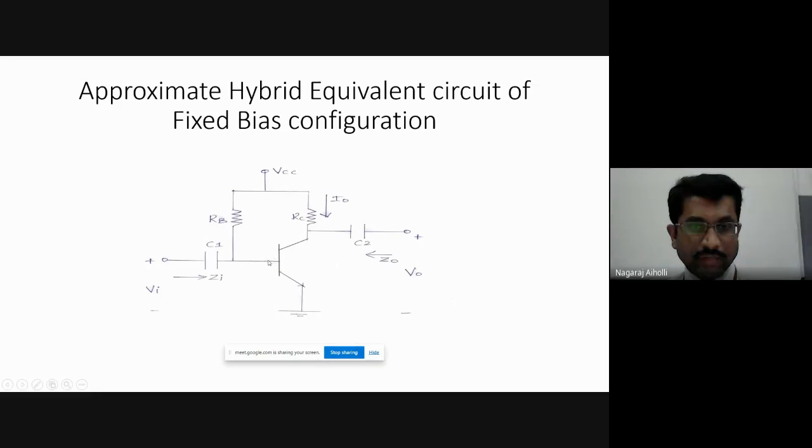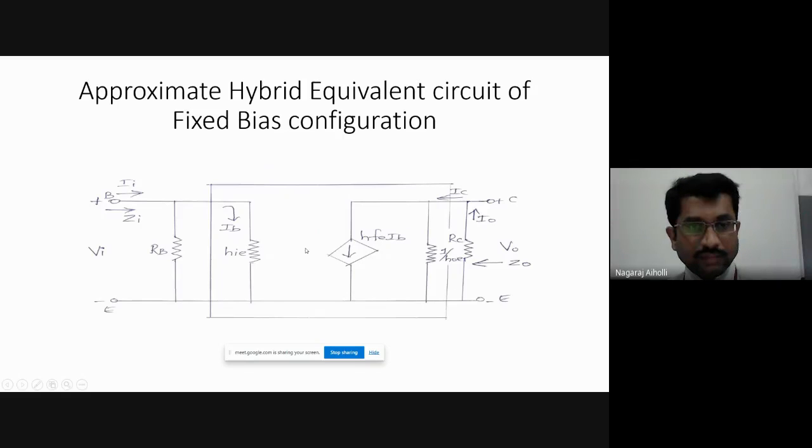There is a resistance RB, resistance RC, and the emitter is grounded. Input is applied through the capacitor C1 to the base terminal. Output is taken from the collector terminal through capacitor C2. Then with RB, RC resistance and the emitter terminal connected to ground, this is the fixed bias circuit. This is the approximate hybrid model of the fixed bias configuration.